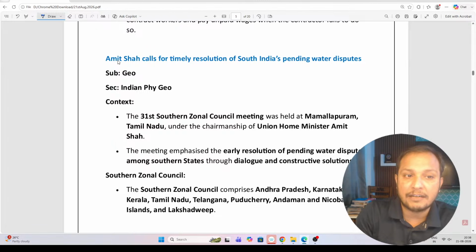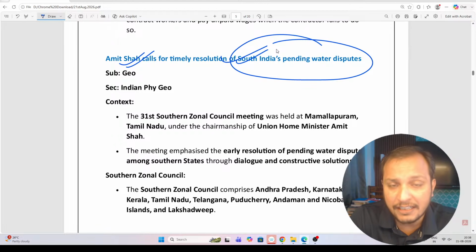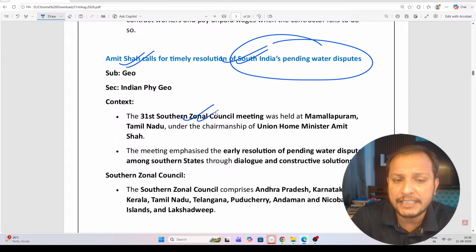Next topic, guys, you can see Amit Shah calls for timely resolution of South Asia's pending water disputes. You know that interstate river water disputes are very common in India, particularly in southern India, with peninsular rivers. We have many interstate water disputes. Recently, there was a zonal council meeting headed by the Home Minister, and he said that there is going to be a resolution of all interstate water disputes between the states.